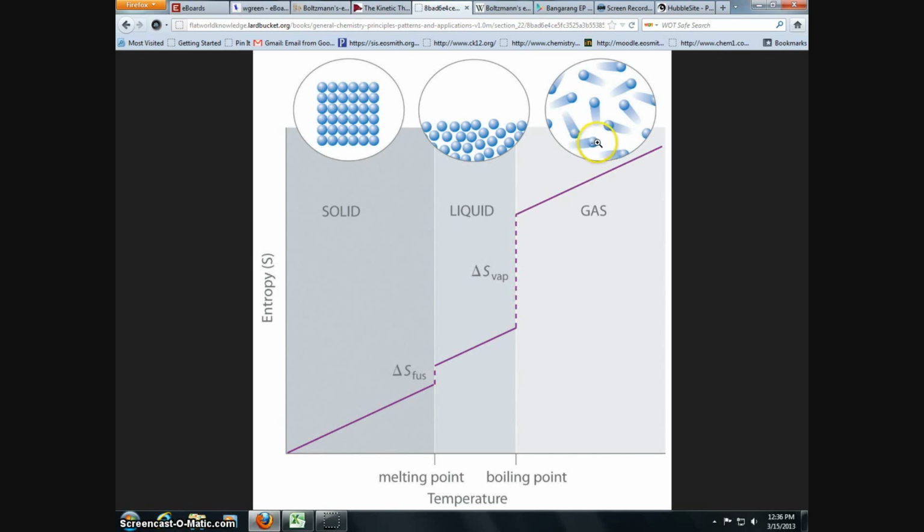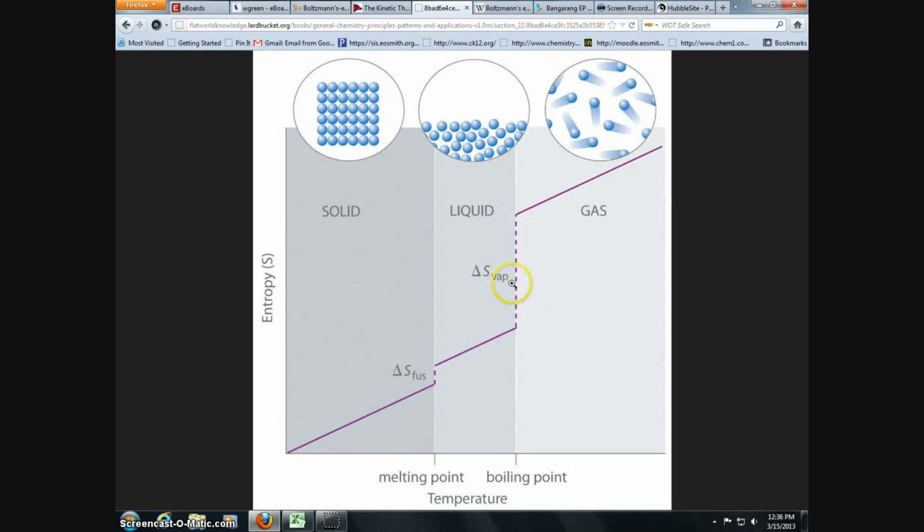So there's a lot of ways for them to have energy. They can have energy of straight line motion. They can be vibrating, rotating, stretching bonds, bending, all sorts of ways they can have different amounts of energy in a gas. And that's why we see this huge jump. It's about freedom of motion.